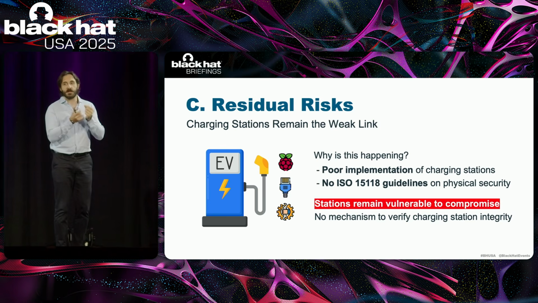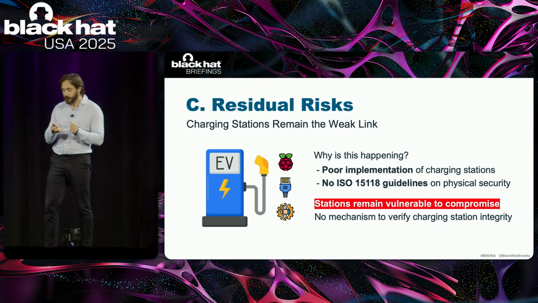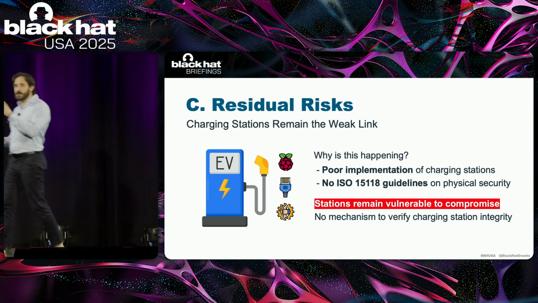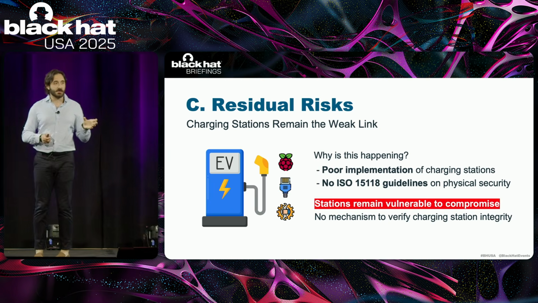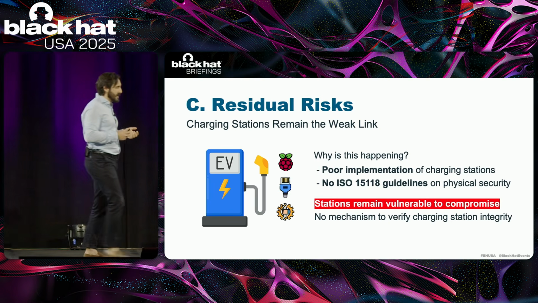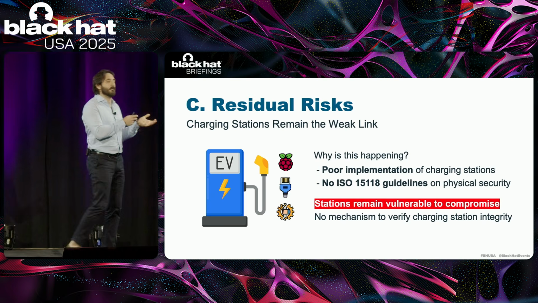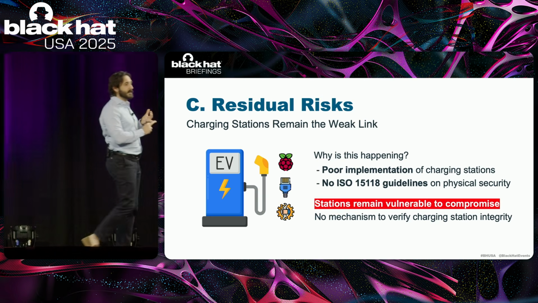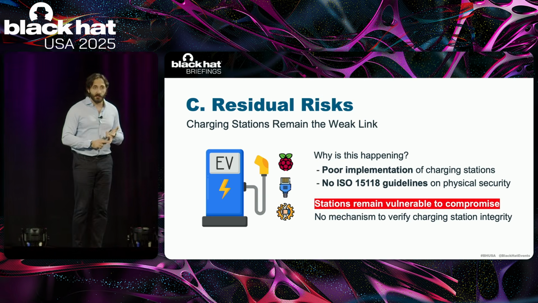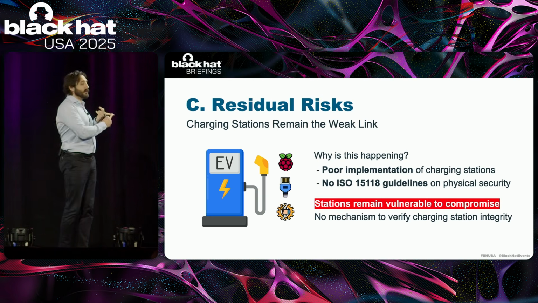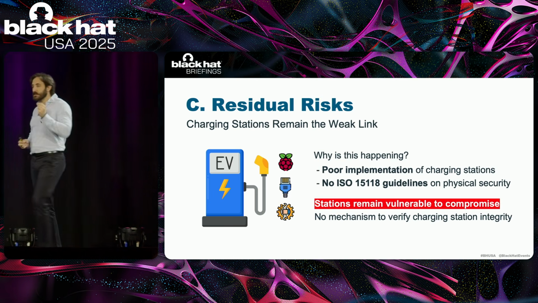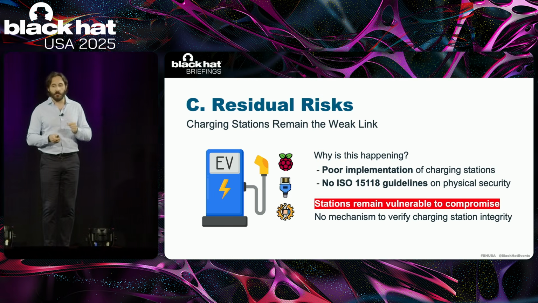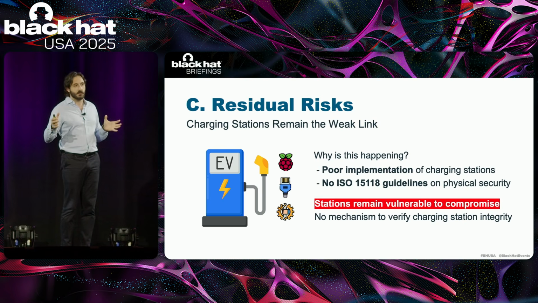And this is an assumption that can backfire. In fact, some of the recent audits demonstrated that some of the charging stations still rely on off-the-shelf components like Raspberry Pi. They still have open maintenance interface, open debug ports, unsecure remote path access. So this means that the charging station is still very vulnerable to persistent compromise.